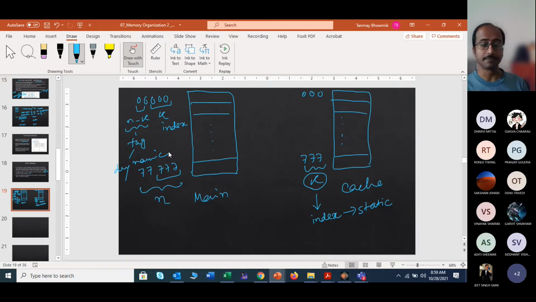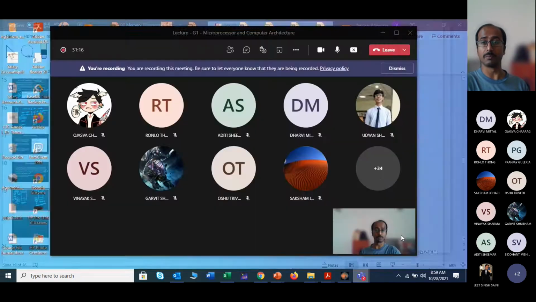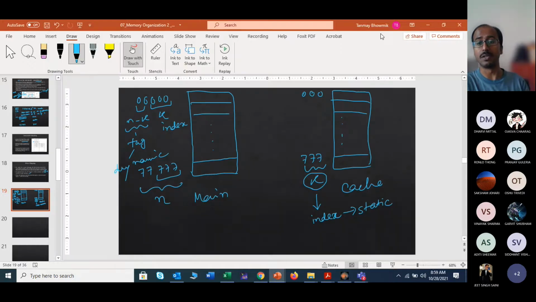Right. So now again I will start. In reference to the structure, or the nature, index is static, right? Why is index static? Because these particular locations represent the cache part and also the main memory part. So anyhow you have to map this thing with this thing.